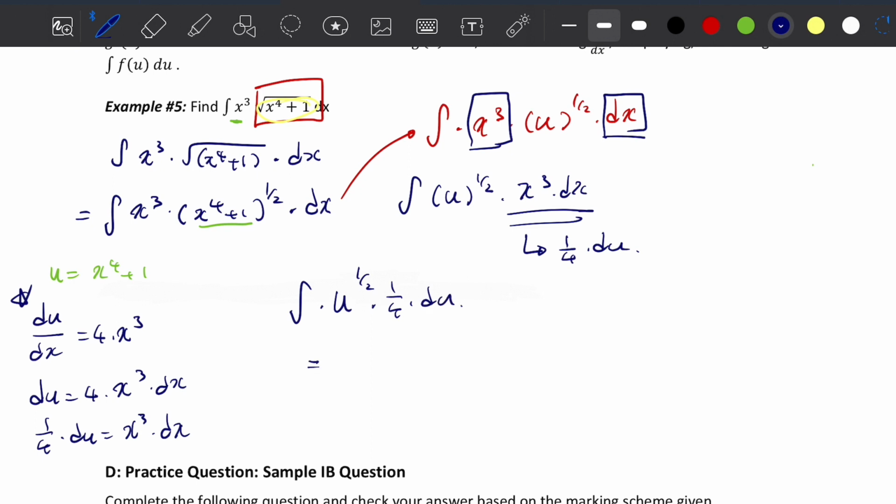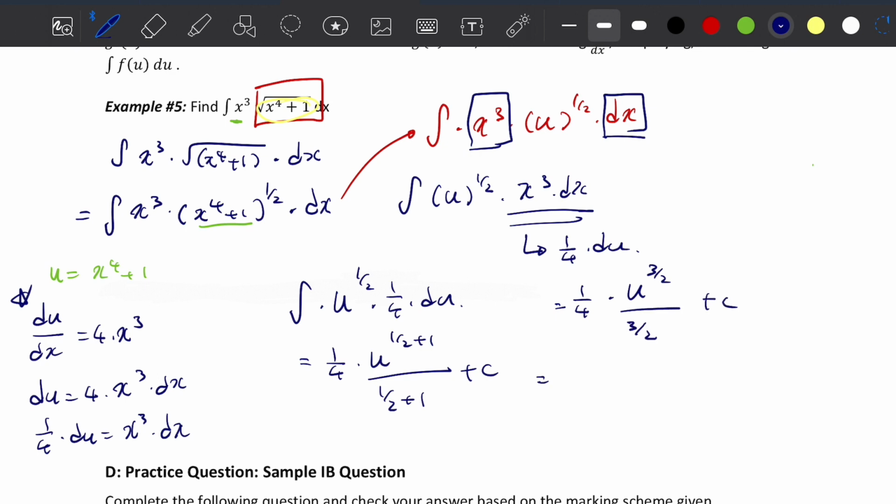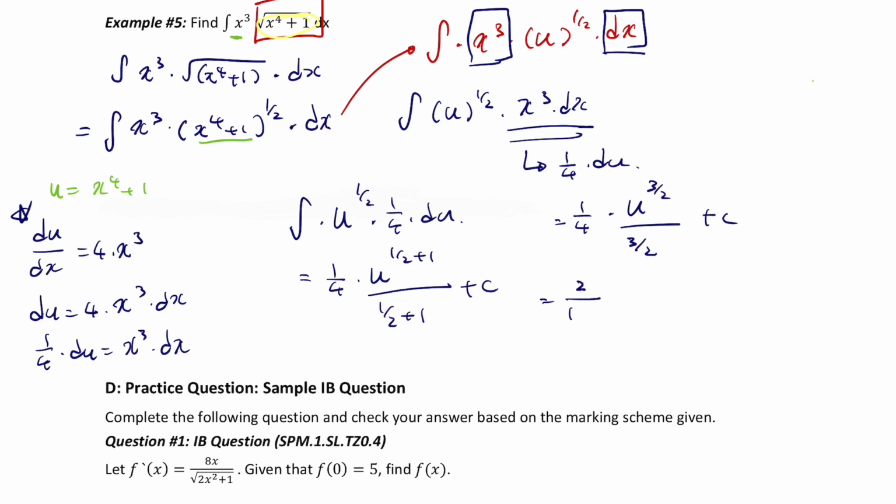Then we can integrate this using the power rule: 1 over 4 times u to the power of 1 over 2 plus 1, over 1 over 2 plus 1, plus c. So we get 1 over 4 times u to the power of 3 over 2, over 3 over 2, plus c. So this equals 2 over 12 times u to the power 3 over 2 plus c. So this becomes 1 over 6 times u to the power of 3 over 2 plus c.